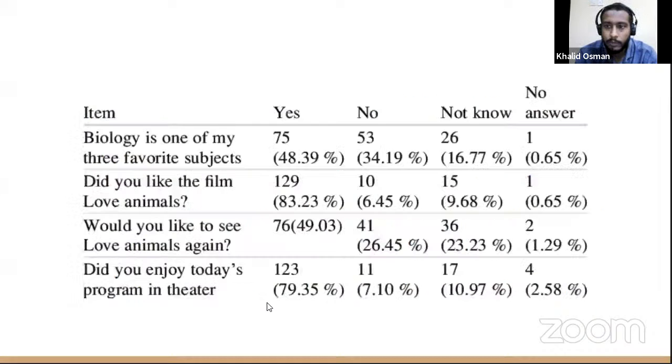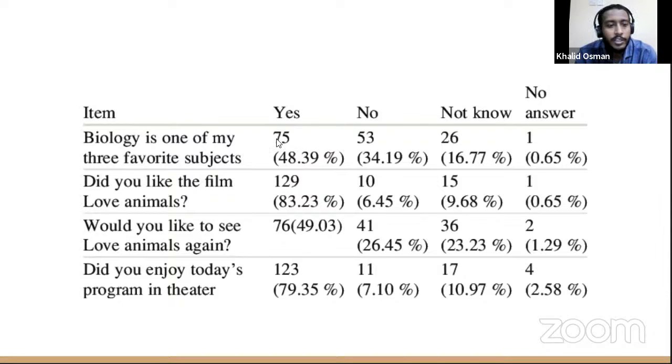This is an example of a table used in a research. These are the results of a questionnaire. You can see here the items on the left. Biology is one of my three favorite subjects. Students answered yes 75, no 53, and so on.